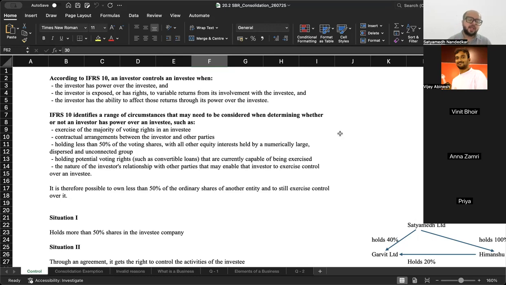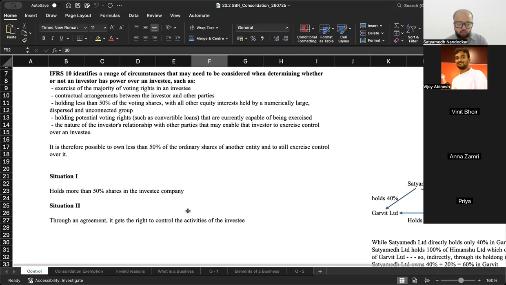Then, the investor has the ability to affect those returns. What does that mean? This means that the investor has the ability to tell the other entity what to do and what not to do. It is possible for the investor to guide the business activities of the other entity, thereby having the ability to control those returns. And of course, power over the investee is the ability to make decisions with regards to the business operations. Now, while the easiest way to establish control is by having a more than 50% voting share, there are other ways also in which control can get established.